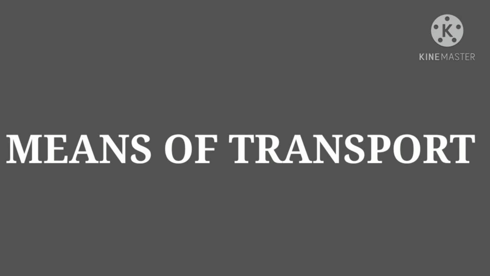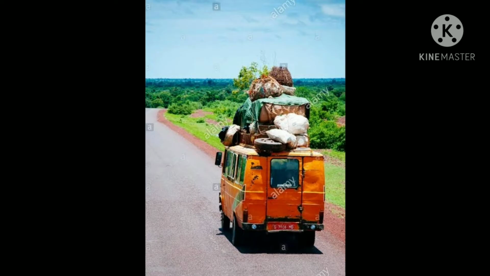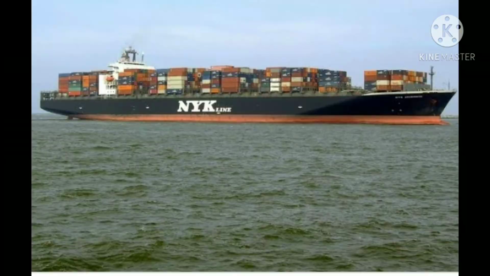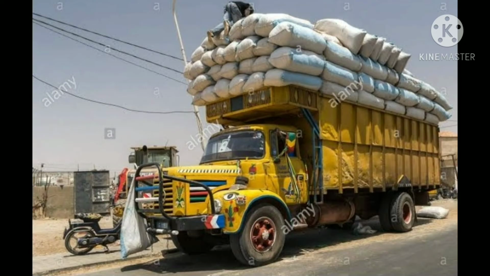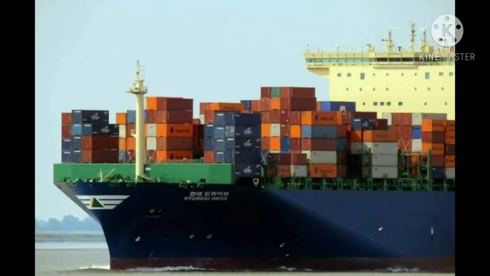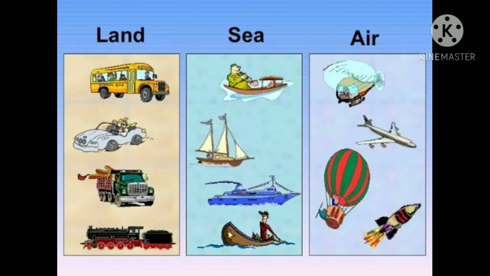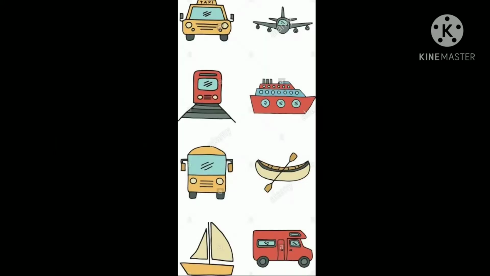Means of transport. Means of transport are used to transport goods and people from one place to another. The type of transport used by the people depends upon the distance that needs to be traveled. Different means of transport. Different means of transport which are used to travel from one place to another are land transport, water transport, and air transport.